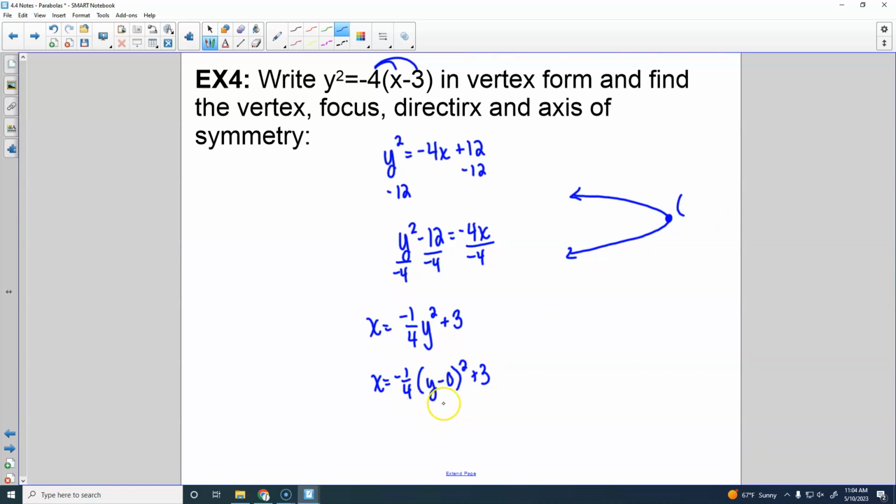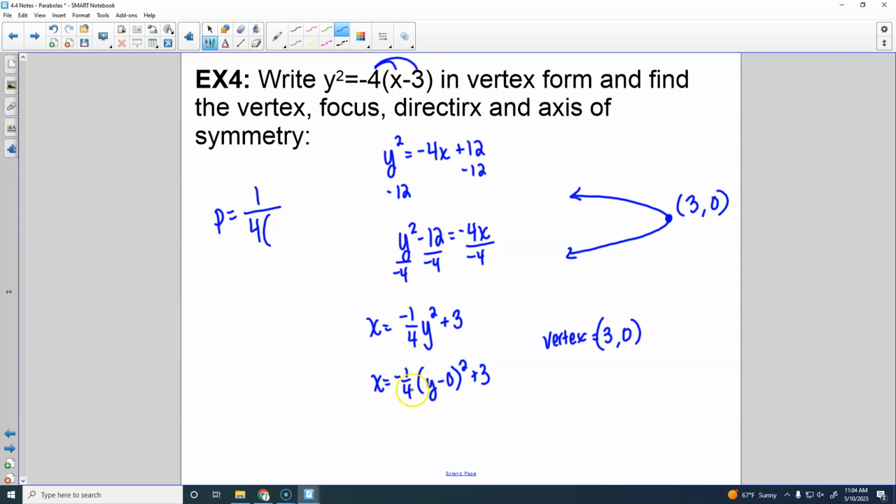So right here, good. 3, 0 is your vertex. Now in this case, that P is 1 over 4 times A, and your A, I'm going to ignore the negative. If you're really relying on formulas, you need to consider the negative. I just want to know the distance, and I'm thinking about my picture.